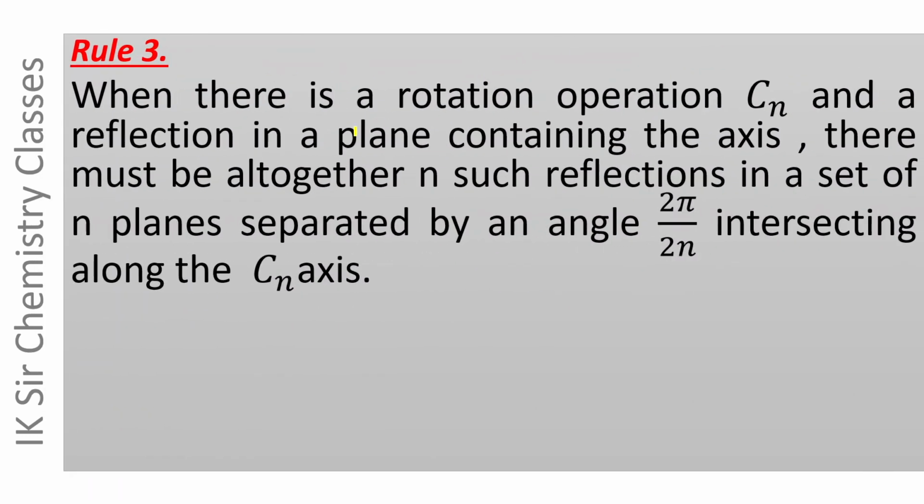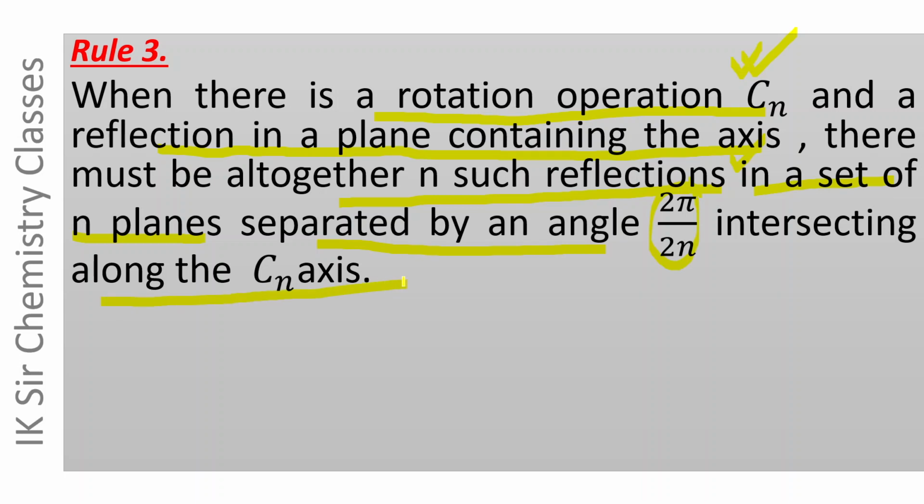Rule number 3. When there is a rotation operation Cn and a reflection in a plane containing the axis, if a rotation operation Cn can be carried out on a molecule and there is a plane of symmetry containing that axis, there must be altogether n such reflections in a set of n planes separated by an angle 2π by 2n intersecting along the Cn axis.